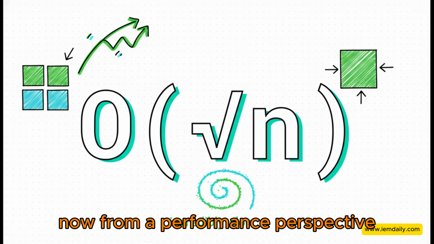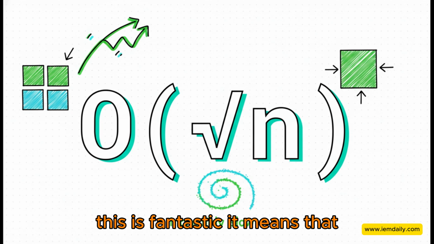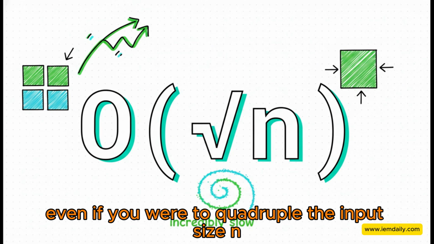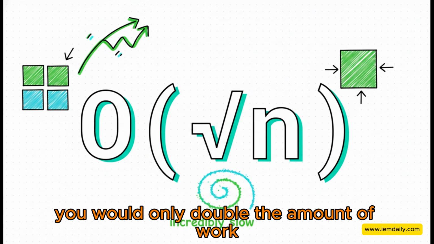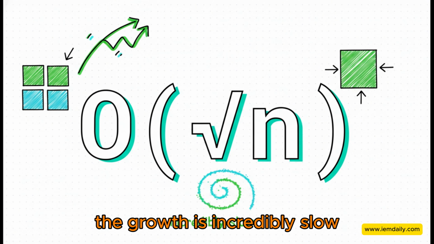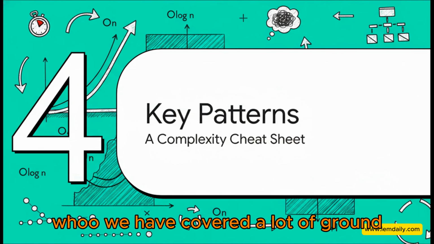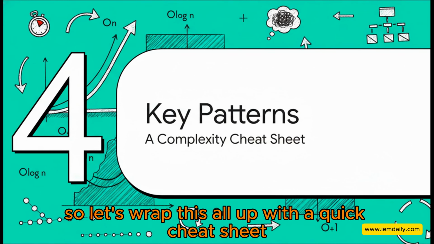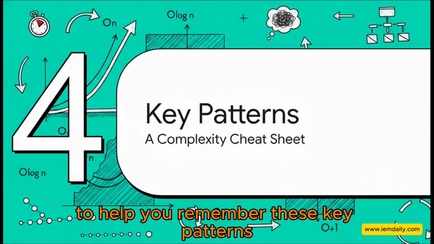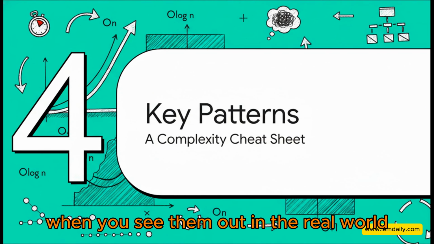Now, from a performance perspective, this is fantastic. It means that even if you were to quadruple the input size n, you would only double the amount of work. The growth is incredibly slow compared to a normal linear loop. Whew, we have covered a lot of ground. So let's wrap this all up with a quick cheat sheet to help you remember these key patterns when you see them out in the real world.